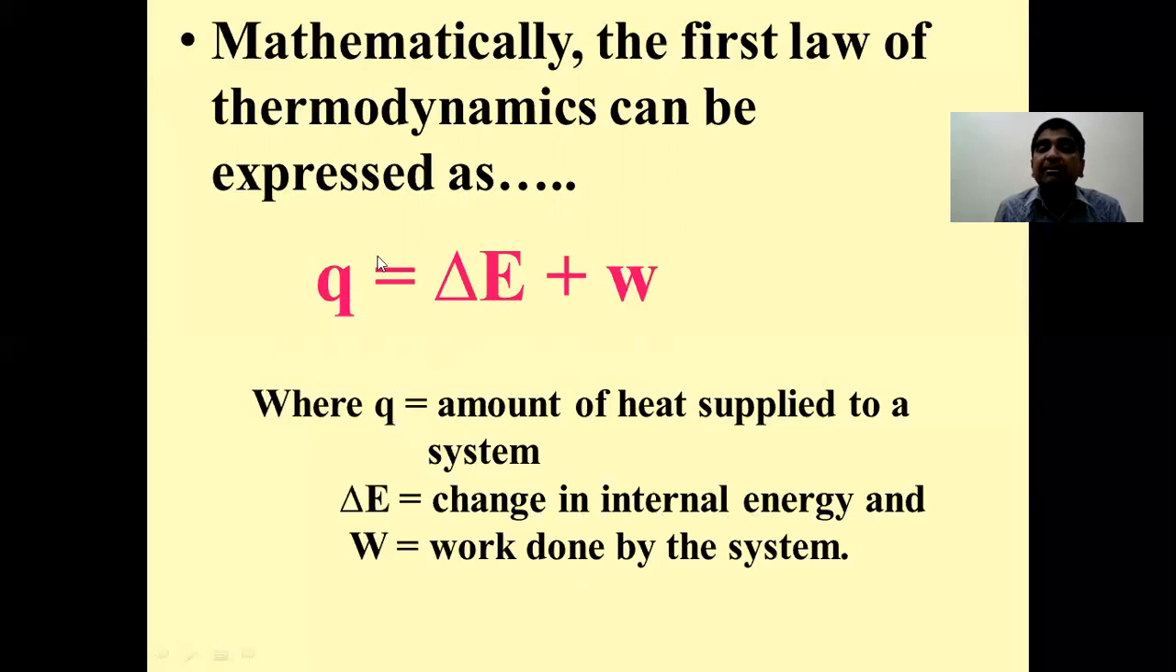So when we supply a particular amount of heat to a system, it is used for two purposes. First, that system will try to change or increase its internal energy. And once the internal energy has been increased, it will try to do some work on its surrounding. So, the first law of thermodynamics is mathematically expressed as Q is equal to delta E plus W. That is amount of heat supplied to a system is equal to change in internal energy plus work done by the system.